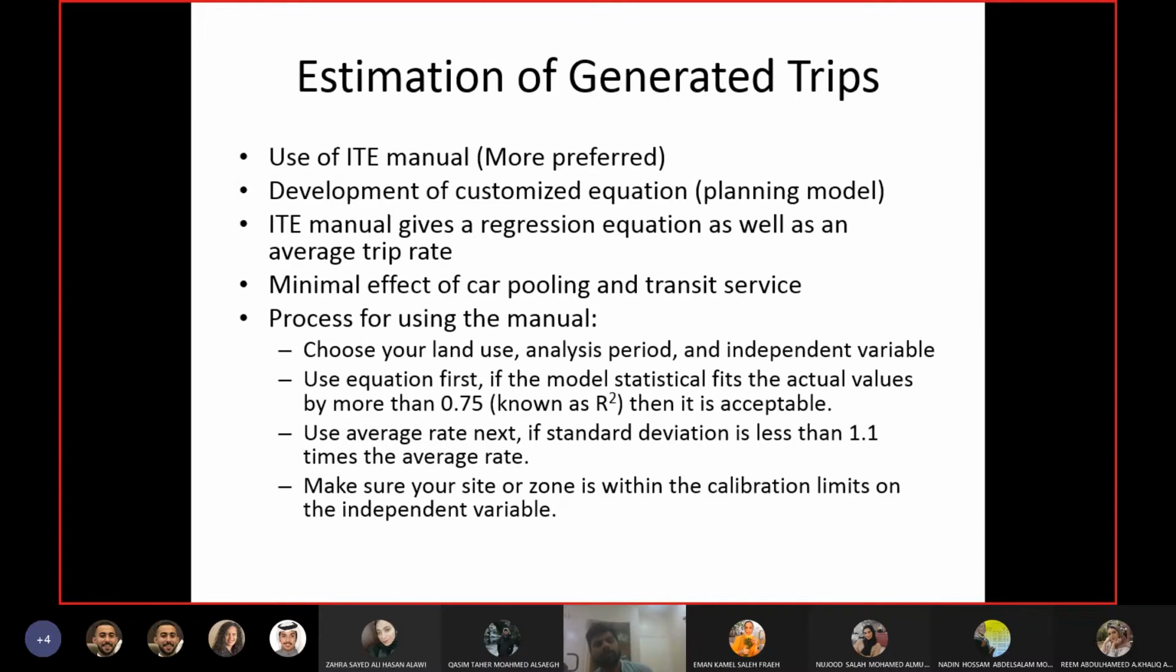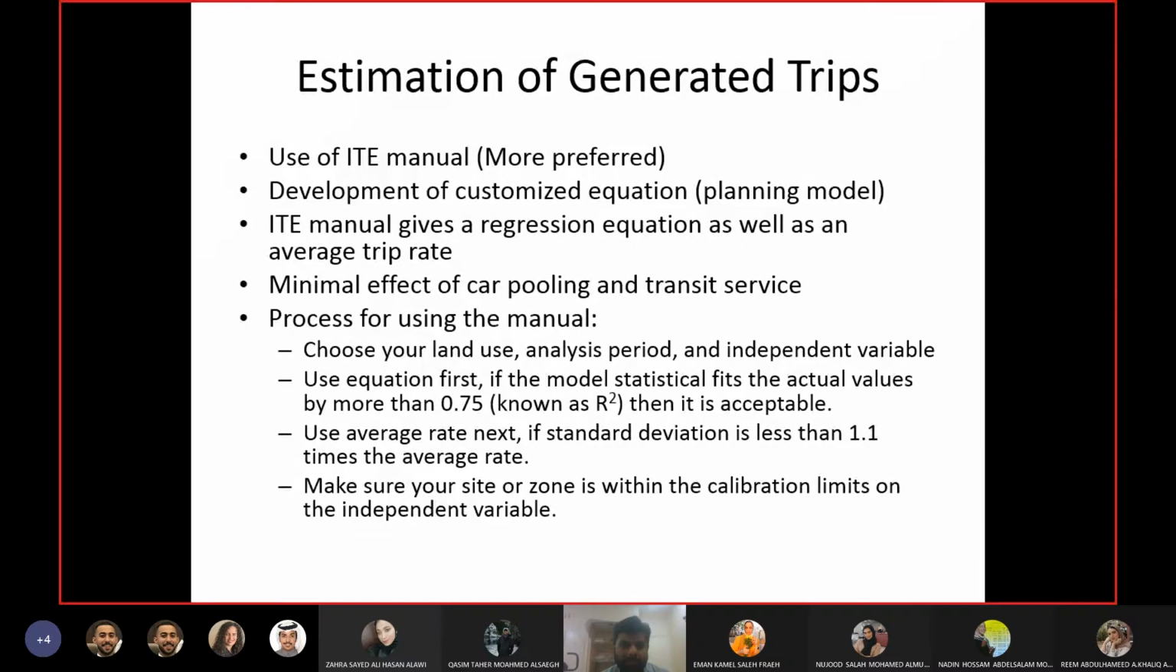Now, how to estimate the number of trips? As I said earlier, there are two ways to do it. You can use the ITE manual, which is more preferred because then you have everything, and your task is just to estimate the number of trips. Or you can develop your own customized equation, which will become a planning model for you.